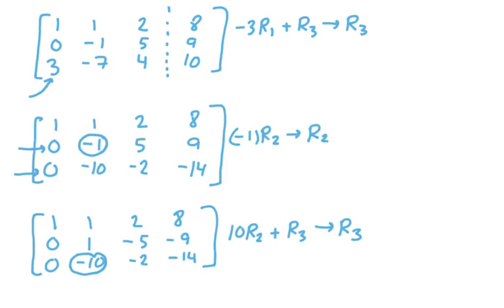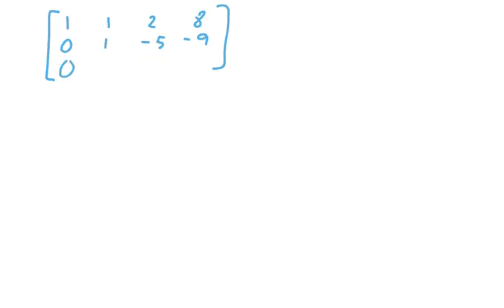When I do that, I get the following matrix. I get 1, 1, 2, 8 in the first row. I get 0, 1, negative 5, negative 9 in the second row. And then let's be careful here. When I take 10 times 1 is 10, 10 minus 10 is 0. So I already know the first two entries are going to be zeros, okay?